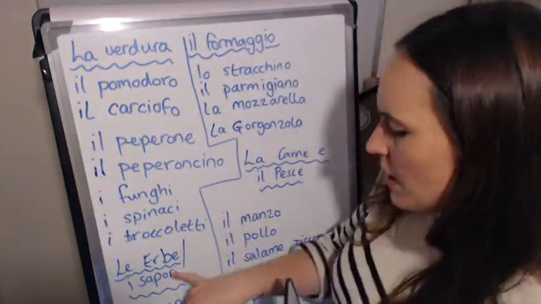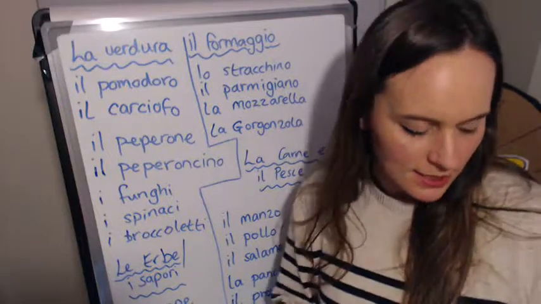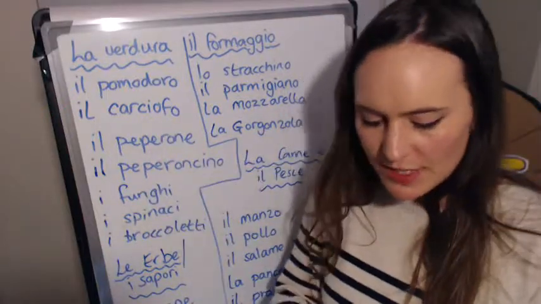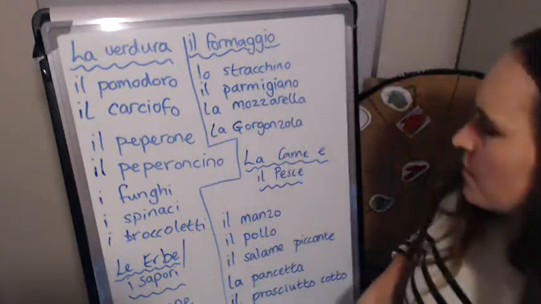So that's under le erbe and i sapori. So herbs and flavours or fragrances. Sapori, flavours, I guess. Flavourings.